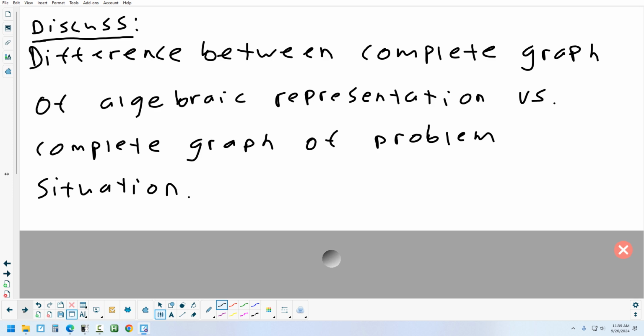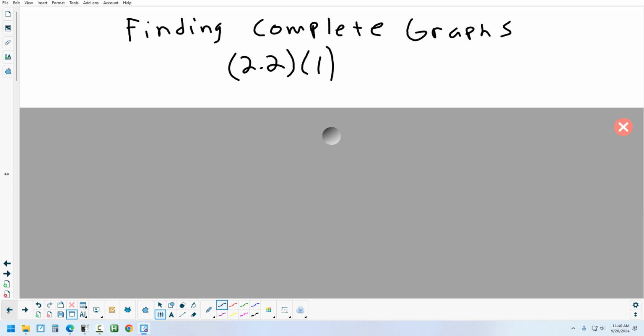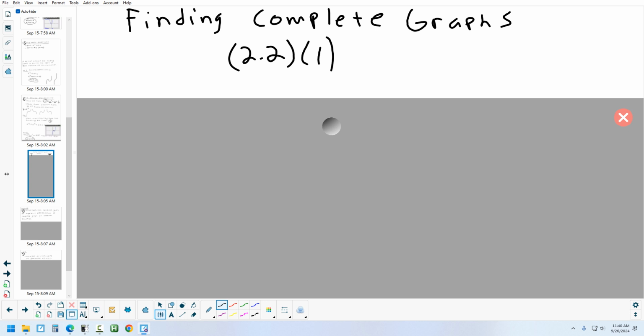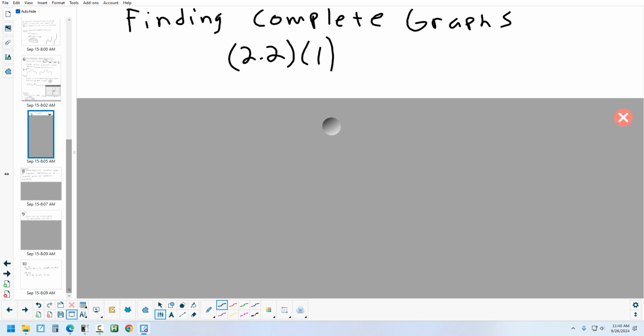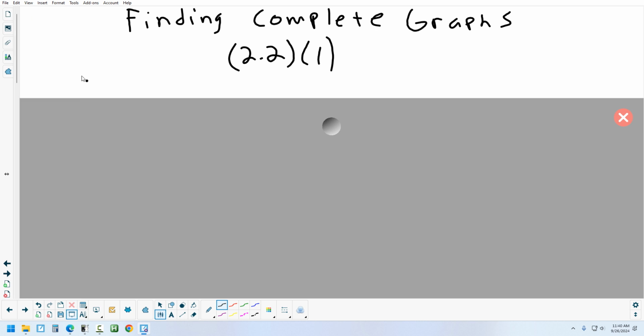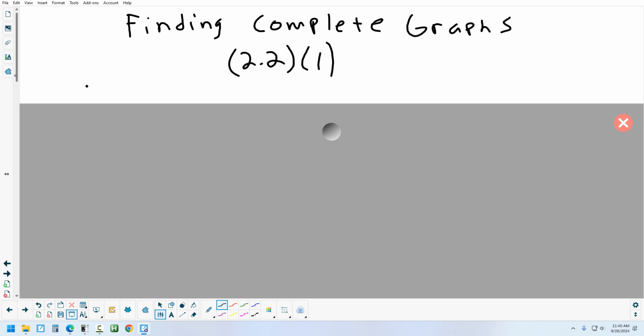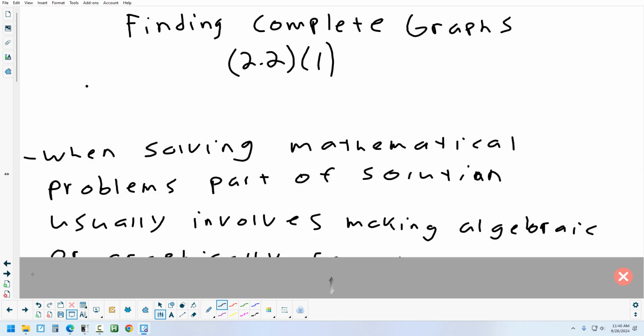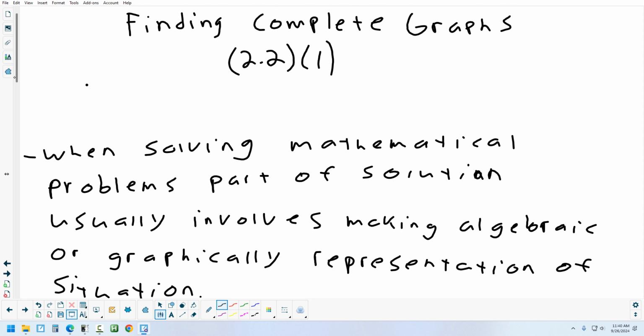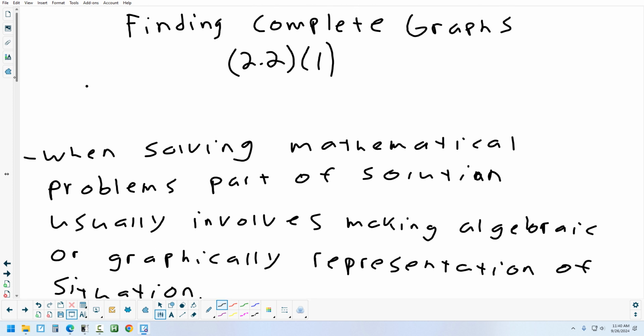All right, so the last thing we're going to look at, it's not much. It's really just 2 slides in this section. And we're going to save most of this section for the next time. But finding a complete graph. So keep in mind, when you are trying to find a window, when you're doing a word problem, sometimes certain values don't make sense. Like if I was selling tickets, and I said, let X be the number of tickets that I sell. What would not make sense for a number that represents tickets?